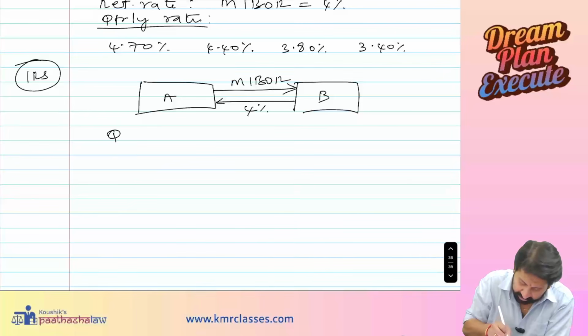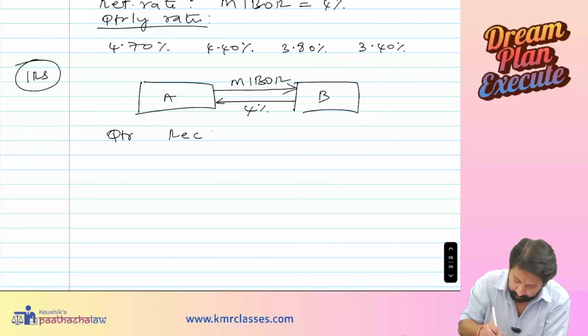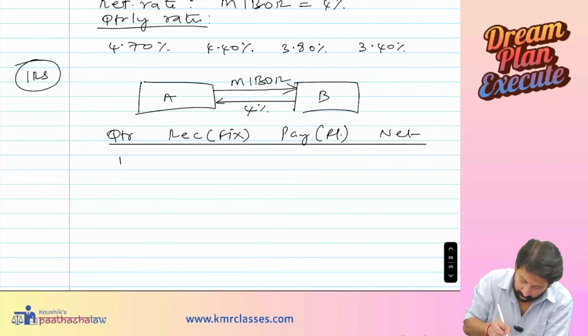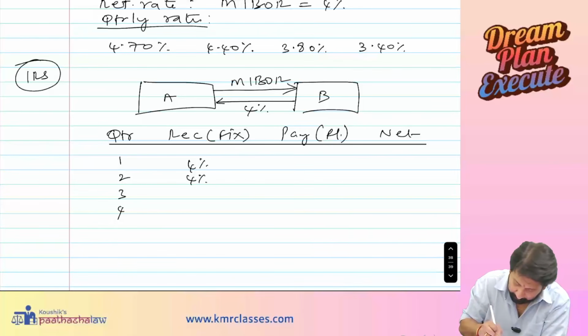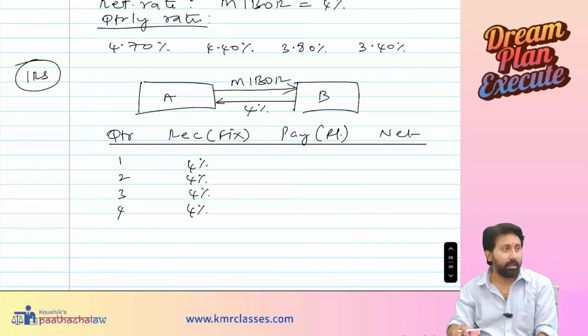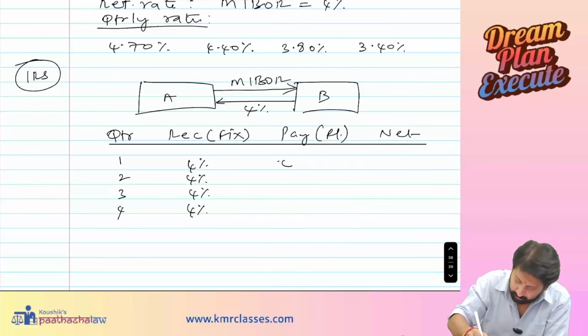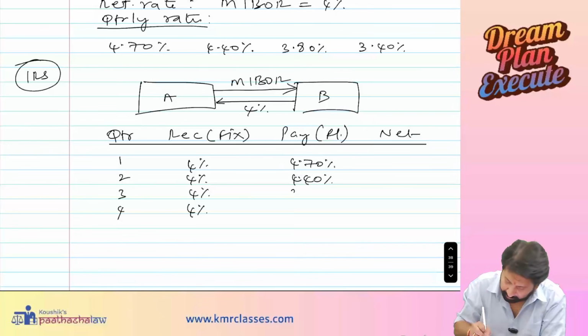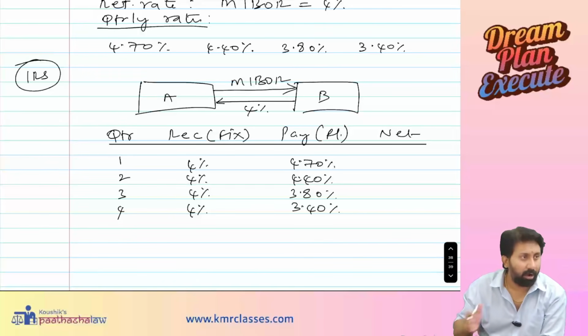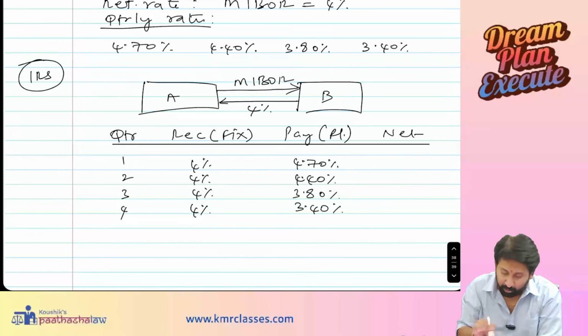Let's do it quarter-wise: receive fixed, pay floating, net position. Quarters 1, 2, 3, 4. How much is the fixed rate? 4. Roughly, let us do. How much will you pay? 4.7, 4.4, 3.8, 3.4. What are all these? Floating. So I will pay floating and receive fixed.